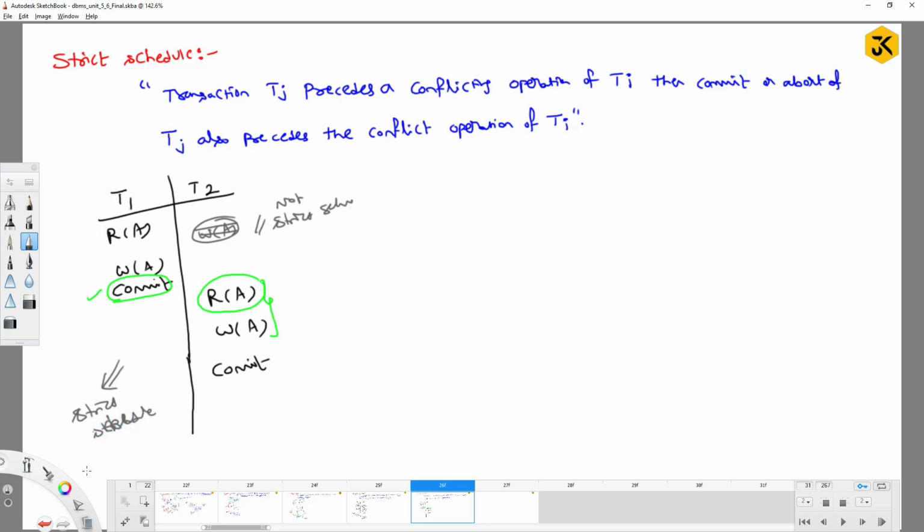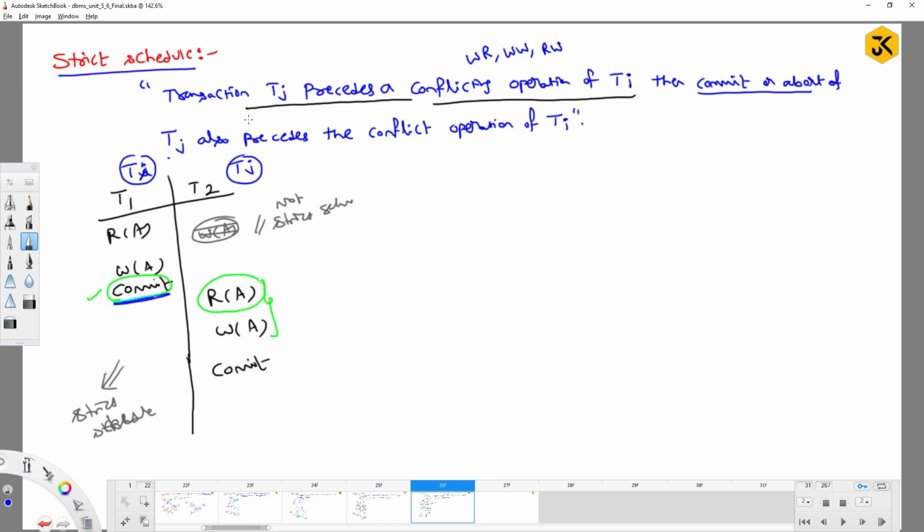Strict schedule means it is going to be more stricter. If you read the definition here, if transaction Tj precedes a conflict operation of Ti, and the conflict operation might be write-read, write-write, or read-write, then the commit or abort of Tj must also precede the conflict operation of Ti. So before going for further processing of Ti, you must perform the commit operation. This is the meaning of strict schedule. It is more stricter than the cascadeless schedule.